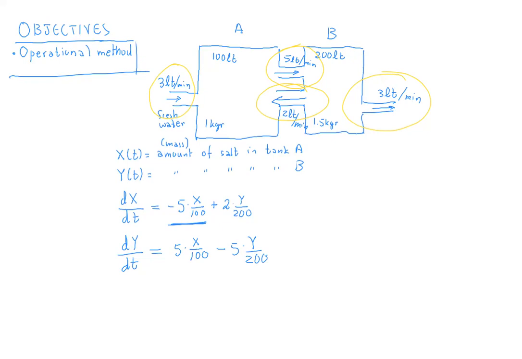But technically, wouldn't you say that there is an outflow of solution because it's going from tank A to tank B? Yeah, and we accounted for it right here for dx over dt. This is where it's accounted for.